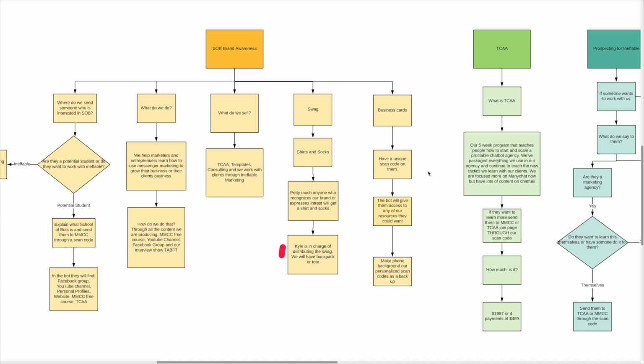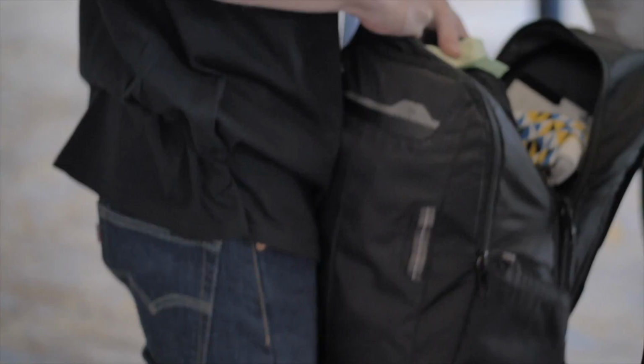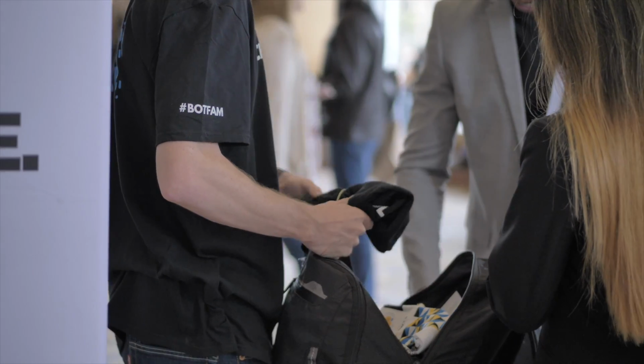The last step here in this process is that Kyle is in charge of distributing the swag, and I'll have a backpack or tote. You might think that this is something that's not necessarily important to include, but it was, because what this allowed me to do was understand that I was going to be the one with a backpack handing out these shirts and socks, and I was able to take a rubber band and bind up these shirts into kind of more of an organized and neat fashion, so that when I reached in my bag, I wasn't fumbling around a bunch of shirts and socks. I was able to pull out a perfect medium-sized shirt and socks and hand it to that prospect.